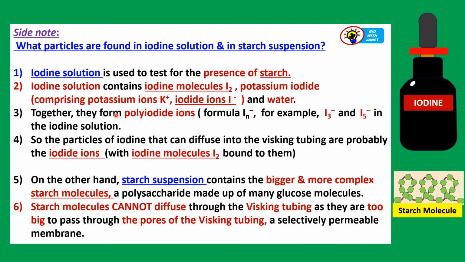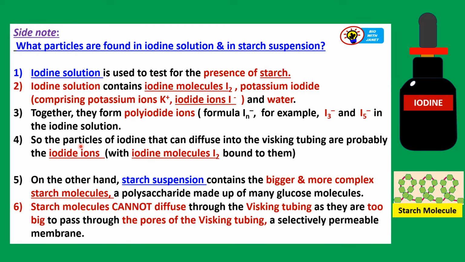Okay, so we have the iodine molecules I2 and the iodide ions I-. So together, when these particles combine, they form the polyiodide ions with the formula In-, for example, I3- and I5- in iodine solution. To get the I3-, for example, one molecule of I2 combines with one iodide ion, I-. Okay, that's how you get I3. For I5, it's two molecules of I2 combined with one iodide ion, right? So there's only one negative charge, okay, for each of them.